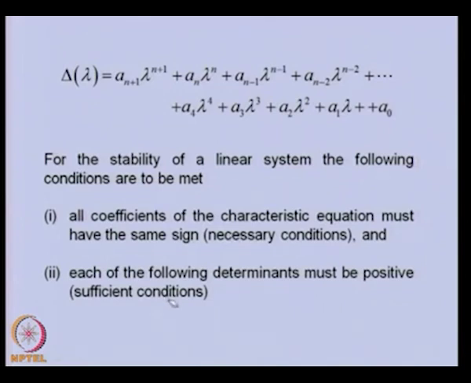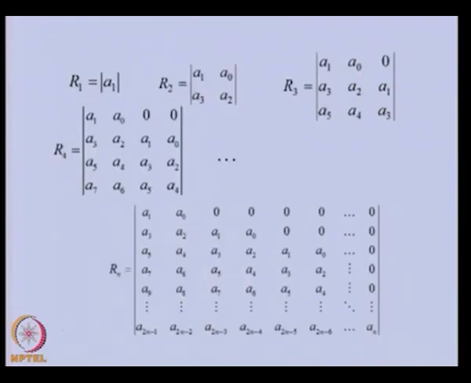For the sufficient condition, each of the following determinants must be positive. That means R1, R2, R3, R4, up to Rn are the determinants. If they are all positive, then the system is stable. You can see these are the coefficients of the polynomial, and if we take the determinants, they should be positive to have stability of the system. This is called the Routh-Hurwitz criteria.